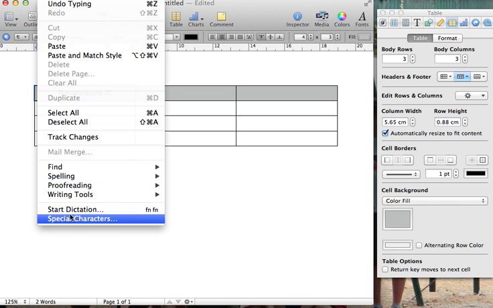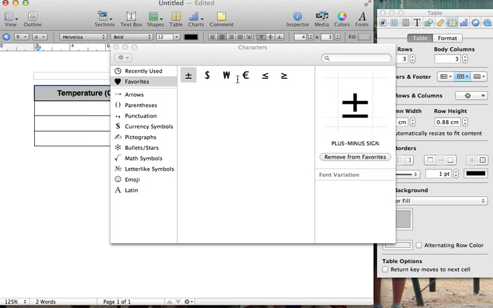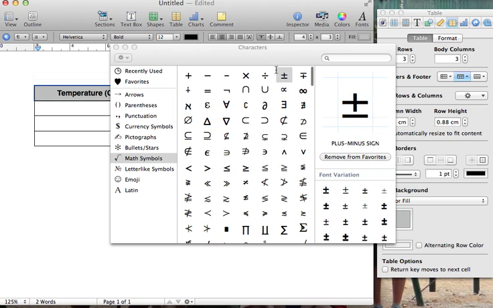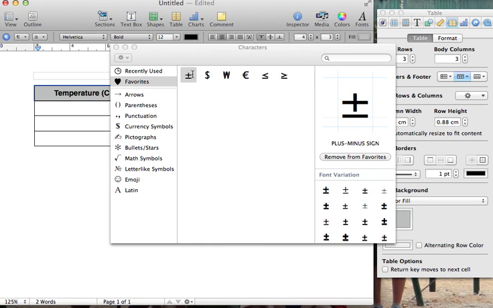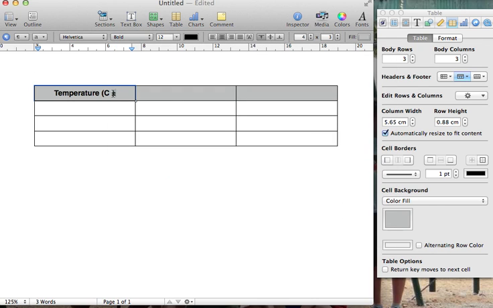To insert that plus or minus symbol, go to Edit, Special Characters. You're looking for math symbols, in which you'll find it. You can add it to your favorites so that you don't have to keep looking for it each time, and then add what you need. Then we can add our independent changes here.